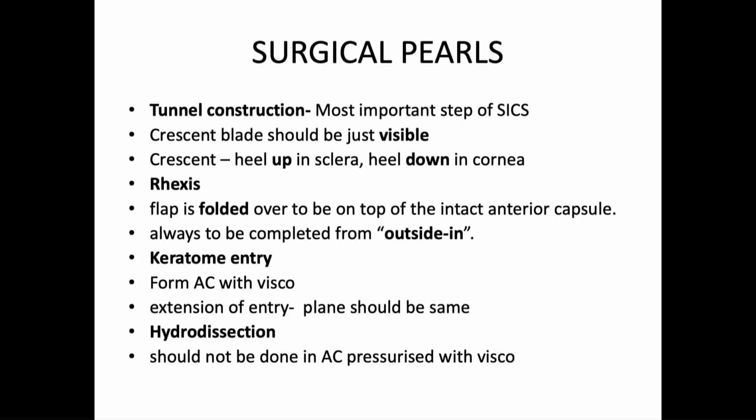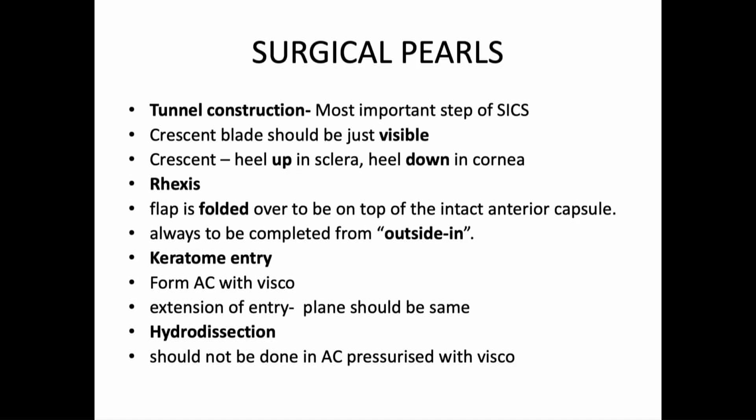And then the rhexis, the size of the rhexis is very important. Depending on the nuclear density, you have to make it bigger, and you have to make sure the flap is folded on top of the anterior capsule while you're doing the rhexis, and it should always be completed from outside in. And before doing keratoderm entry, form the AC with visco, and on extension of the entry, you should make sure that the plane is the same.